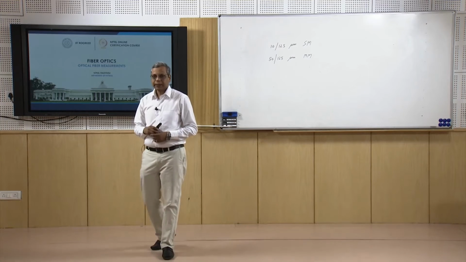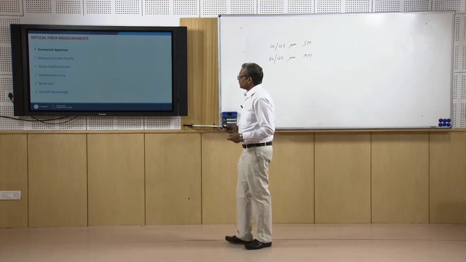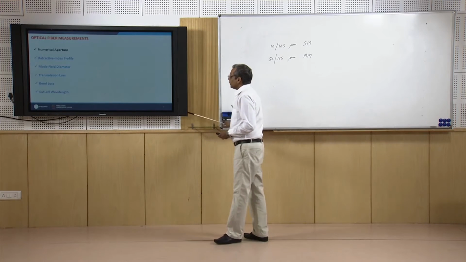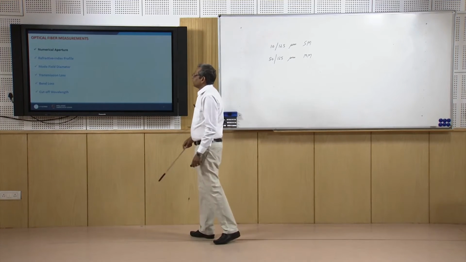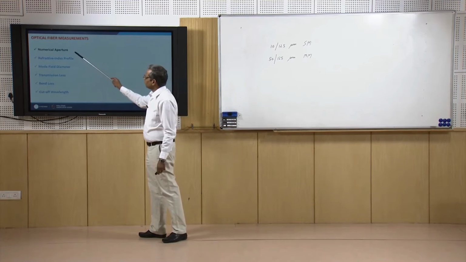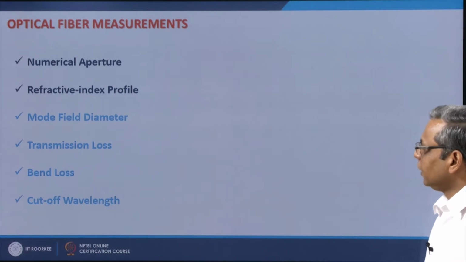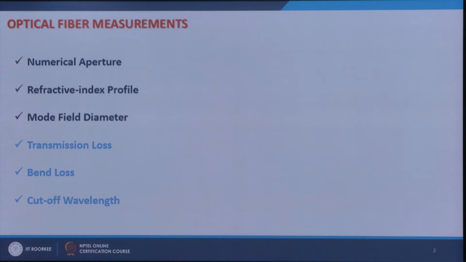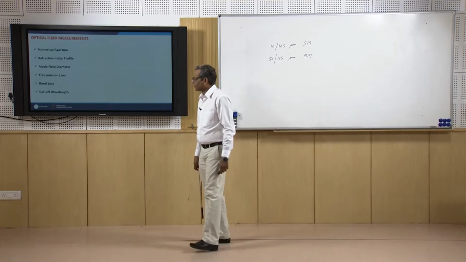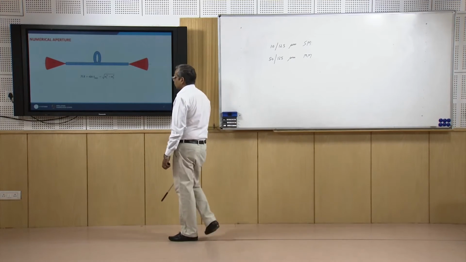What about the other parameters? Let us look at them. In this lecture we will understand the measurement methods for measuring numerical aperture, refractive index profile, mode field diameter, transmission loss, bend loss, and cutoff wavelength of the fiber. So, let us first look at numerical aperture.